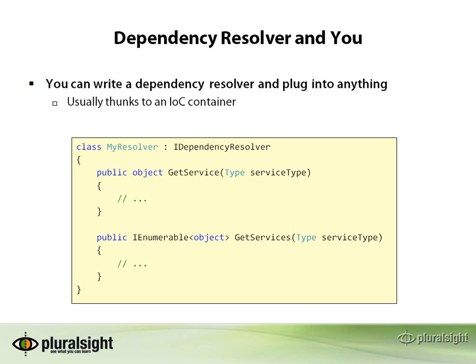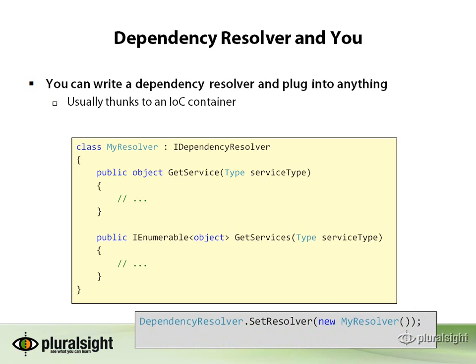Once you've implemented a dependency resolver, you'll want to plug it into the MVC framework by invoking DependencyResolver.SetResolver. That's a static method on a class. You'll pass in a new instance of your dependency resolver. Typically, if you're going to take this approach, what you'll do inside of the dependency resolver, as I'll demonstrate, is forward these calls to an inversion of control container, or IOC container.